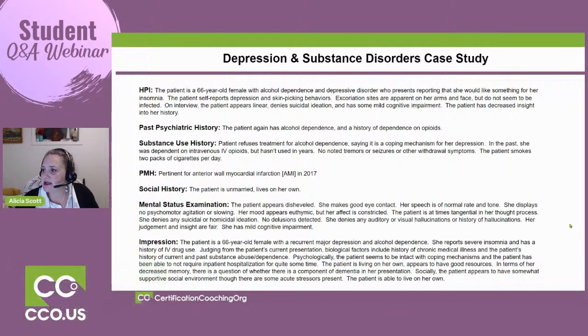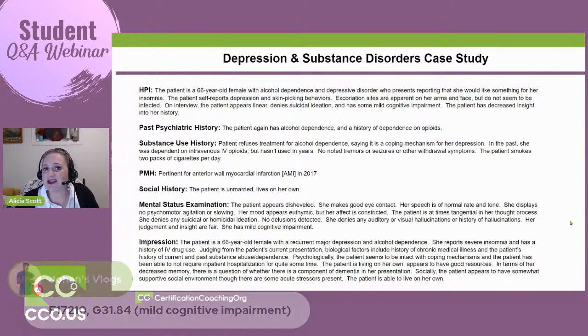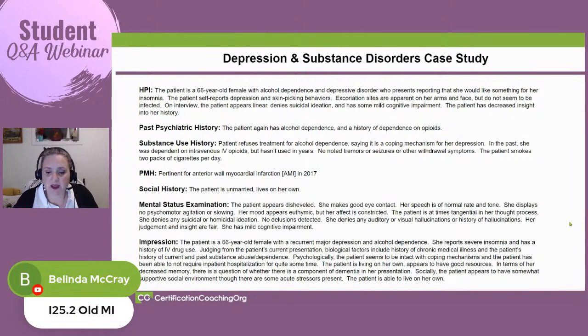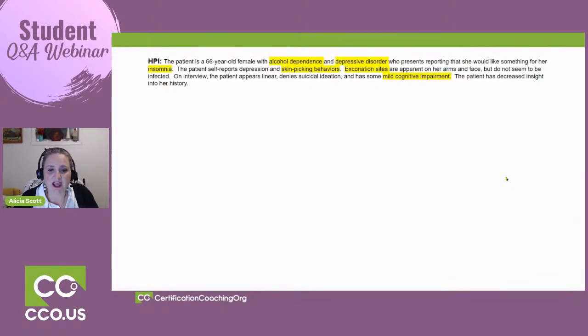Let's see. So Johan's put a couple more codes in. Okay, and Belinda, you guys nailed the old MI. This is one that often gets overlooked, okay? And there could be cognitive stuff with that. We got to remember the disease process. So let's look now at the HPI.